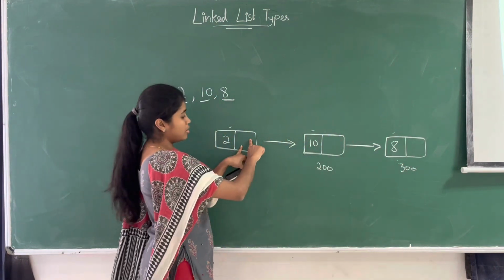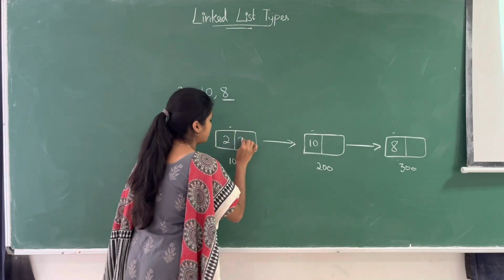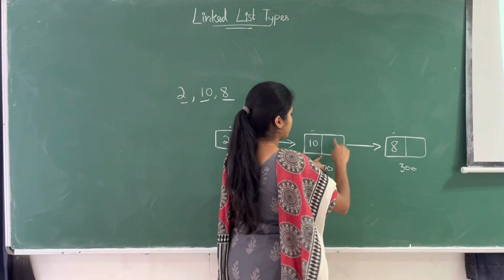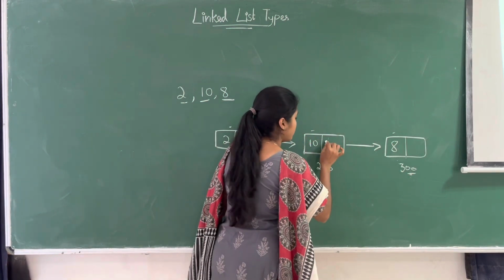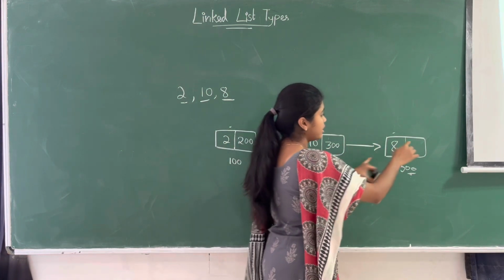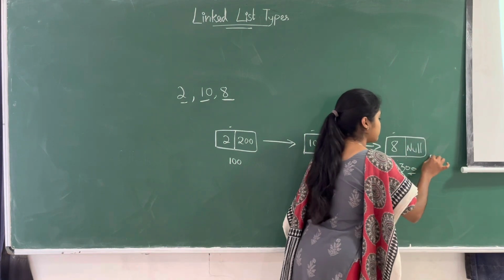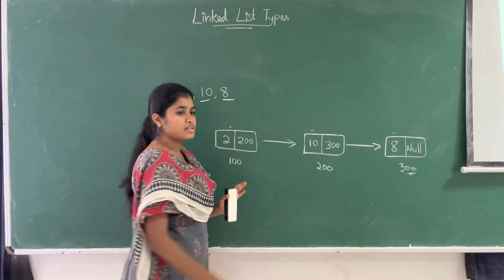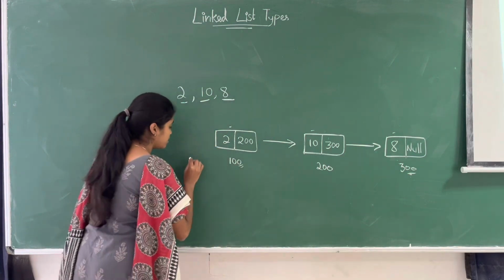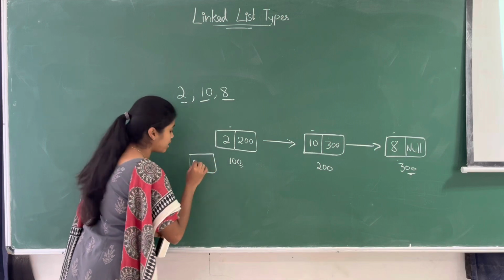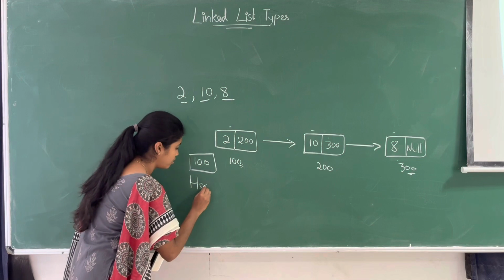So this link part, what does this contain? This contains the address of the next node, that is 200. This link part contains the address of the next node, which is 300, so 300 will be stored here. There are no other nodes left, so null will be stored here. To access this list, we have to know the address of the first node, which is 100. This address 100 will be stored in a pointer. This is called the header.